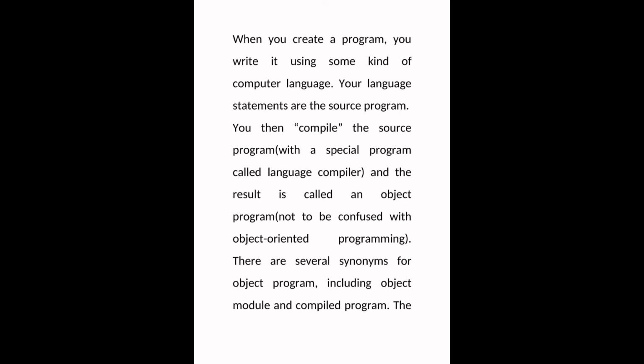When you create a program, you write it using some kind of computer language that is called a high level language. Whatever language we write the program in should be called a high level language, which is human understandable. Whatever we write on the computer screen as code is called high level language. It is understood only by humans, not by the computer. Your language statements are the source program. Whatever code we write is also called a program.